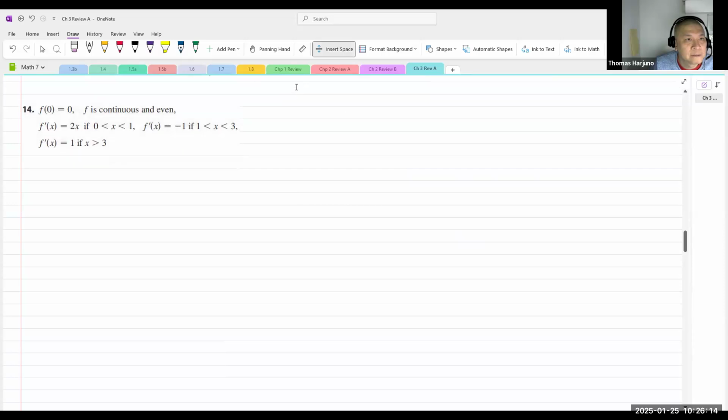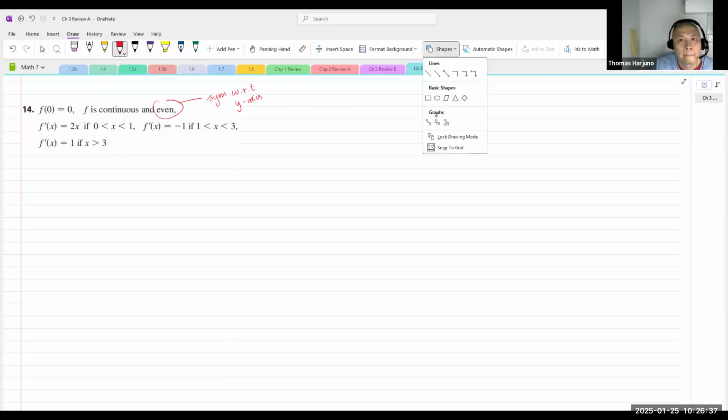Save some space. Okay, this is important. It's even. Even means symmetric with respect to the y-axis. I hope you remember that. Which means we will only graph the right-hand side and then copy paste that to the left. Okay?